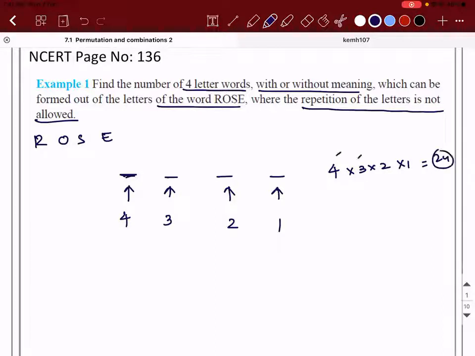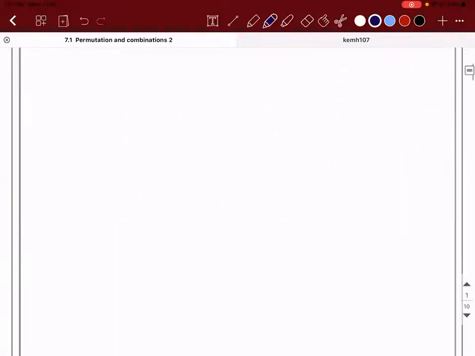But what is this 4 into 3 into 2 into 1 technically called? 4 factorial. Right. So generally, what does the factorial of a number mean? Factorial of a number means starting with that number, you come in decreasing order. You multiply that number with the subsequent numbers in decreasing order, and you stop at 1. Correct?